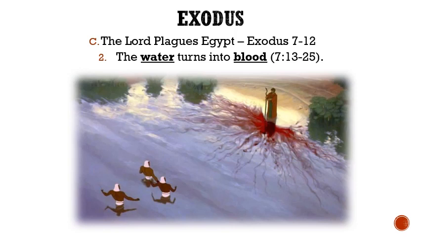Now, concerning the hardening of Pharaoh's heart, we will find out that his heart is hardened 12 times. 6 times by the Lord, and 6 times by Pharaoh himself.